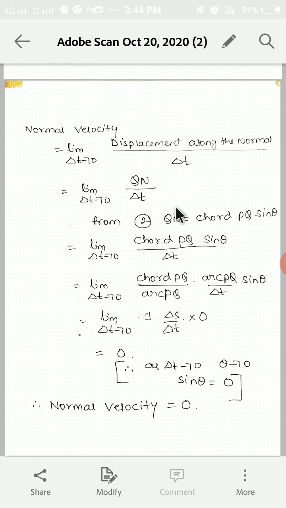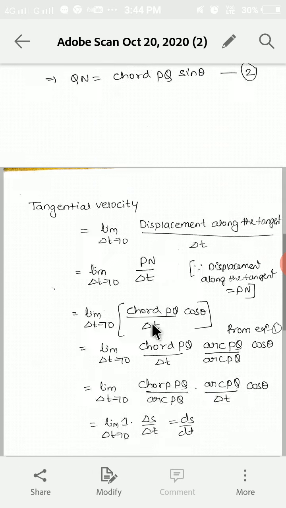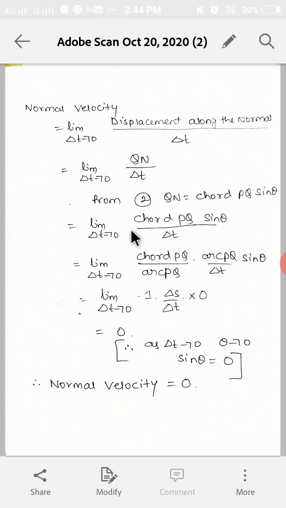Again, from equation 2, Qn is equal to chord PQ into sin theta. So we use that equation here. The limit as delta t tends to 0 of chord PQ sin theta divided by delta t. Again, we divide and multiply by arc PQ, same as we did in the tangential velocity case. So we write this as chord PQ by arc PQ into arc PQ by delta t, into sin theta.